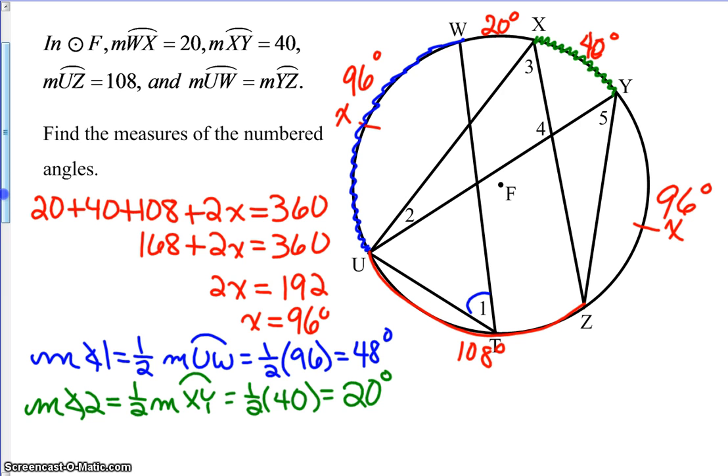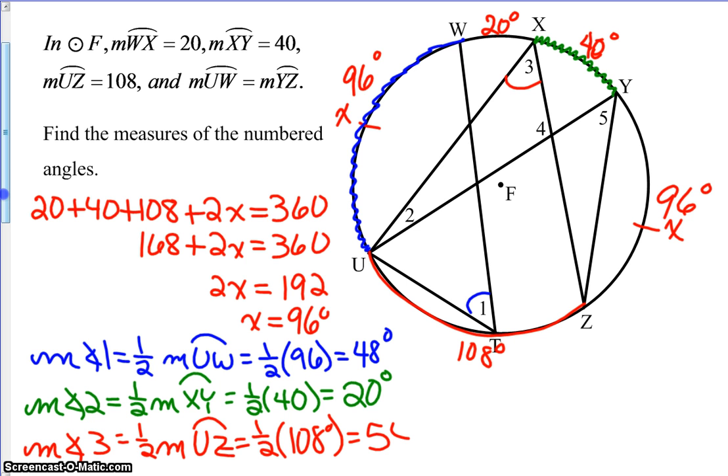The next angle is angle 3. And as I'm looking at angle 3, the arc that angle 3 intercepts has already been done in red, and that's arc UZ. So I know the measure of angle 3 equals 1/2 the measure of arc UZ, which is 1/2 of 108 degrees, which is 54 degrees.